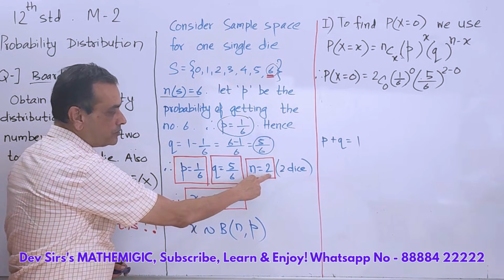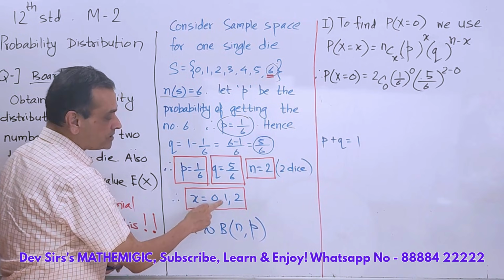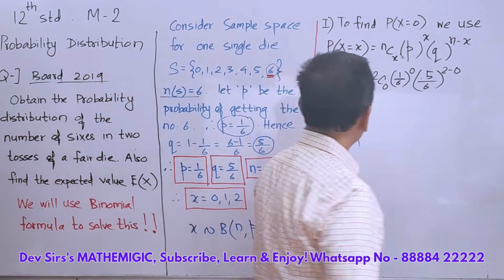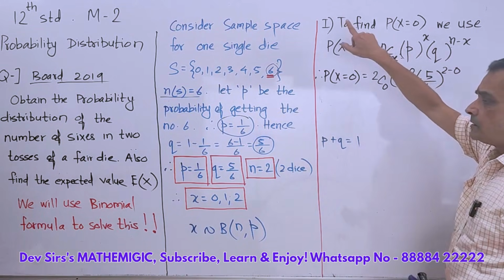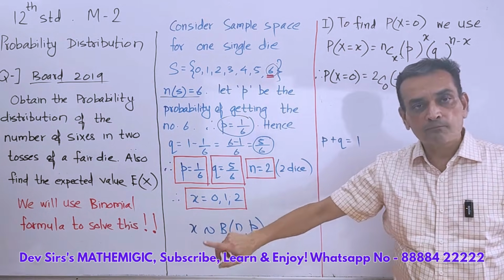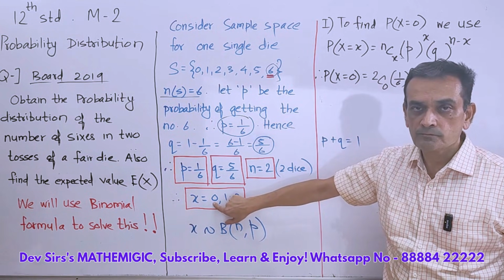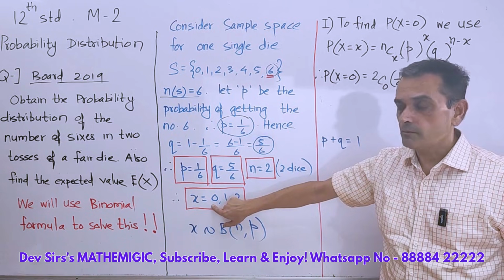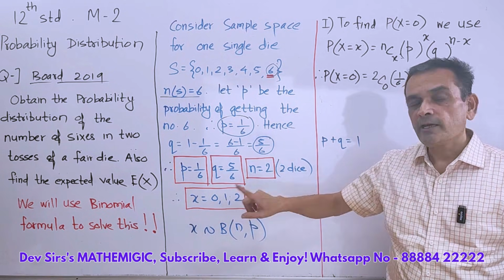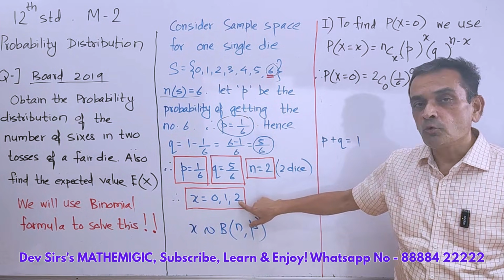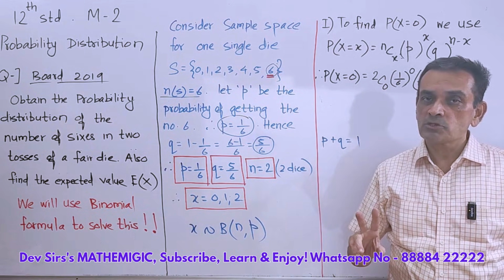And here you have to stop at 2. X is equal to 0, 1, 2. Clear? Now the main formula. We are going to find out probability at x equal to 0, means no sixes appear. X equal to 1, एक बार 6 आएगा, एक डाई पे 6 आने वाला है. X equal to 2, both dice will show sixes.